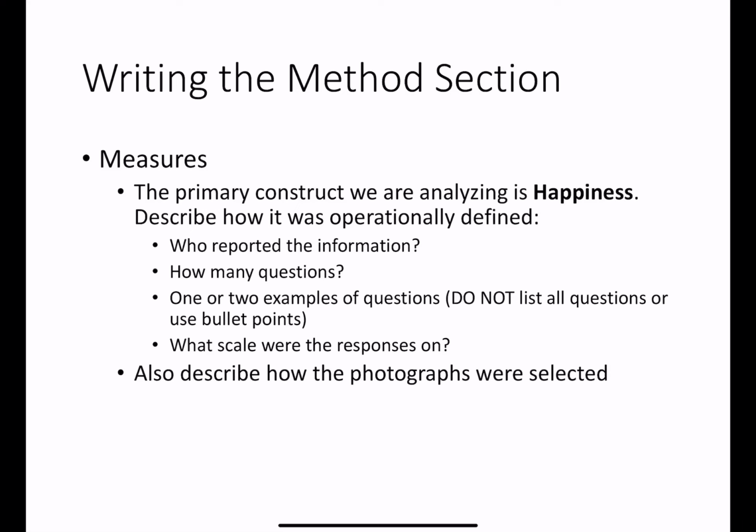And then what scale were the responses on? So that scale from 1 to 5 that I gave you earlier in the video, that's what I want you to describe here. You should also include how the photographs were selected. So make sure you explain how we came to the conclusion that a photo was attractive or unattractive.